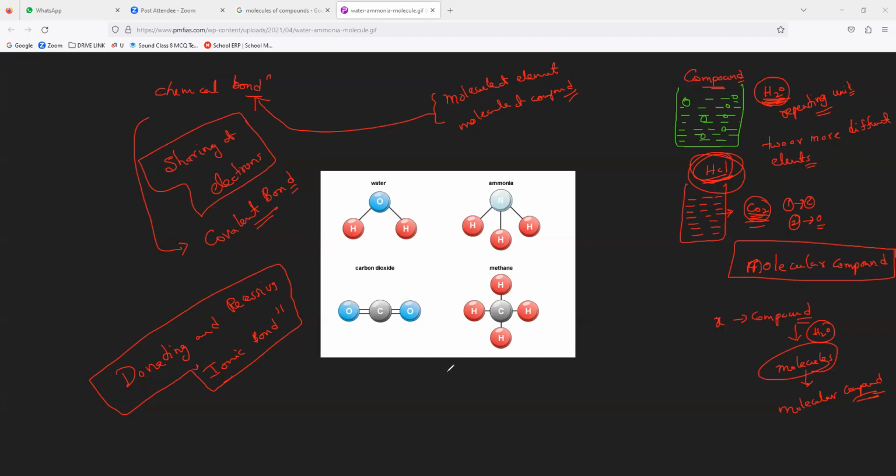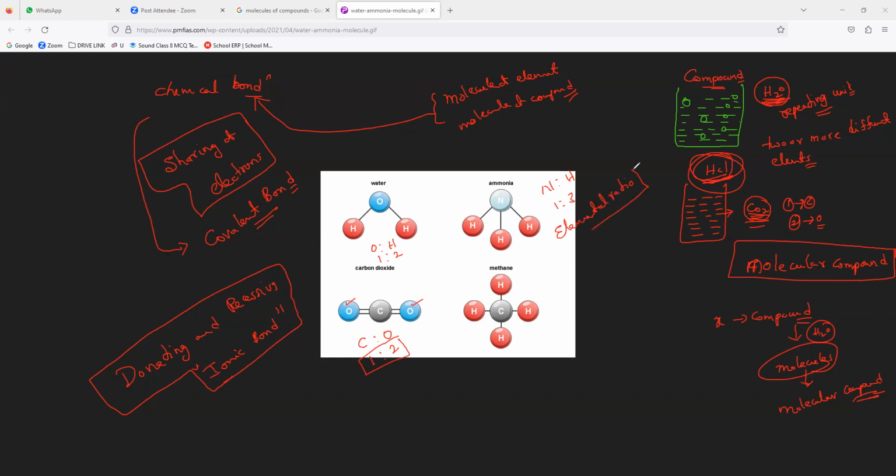Most important point about molecules of a compound. Once again, I'll repeat. If you take carbon dioxide, every time, everywhere in the world, one carbon is combining with how many oxygens? Please respond. Carbon and oxygen ratio: one carbon, two oxygen. If I take water, one oxygen with how many hydrogens? Two hydrogens. One nitrogen with how many hydrogens? Three hydrogen. This is what we call the elemental ratio.